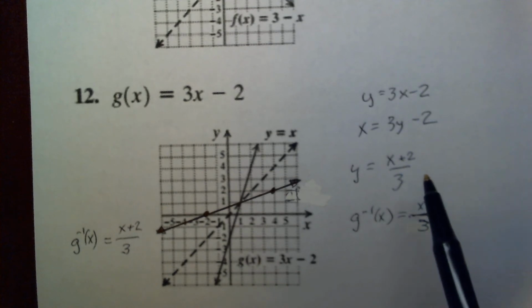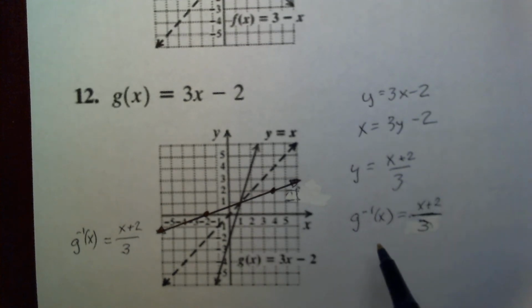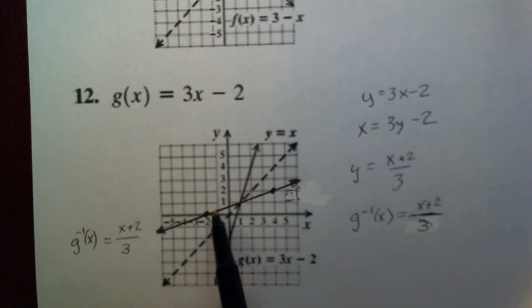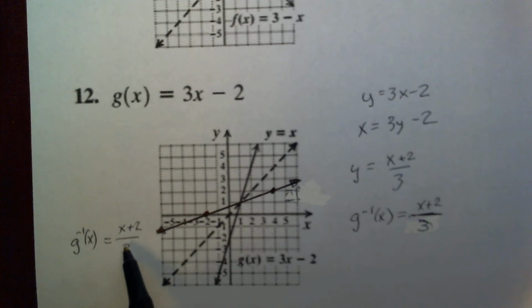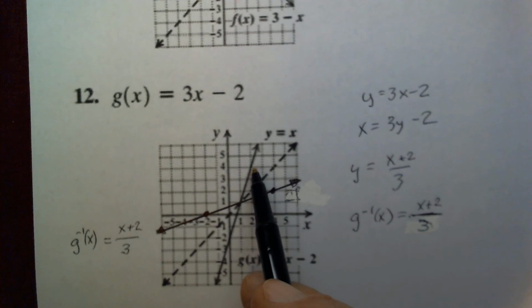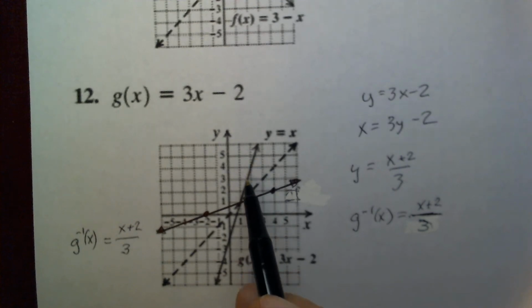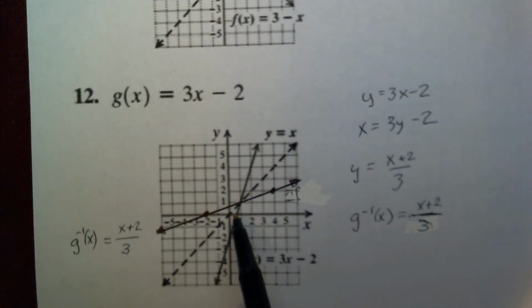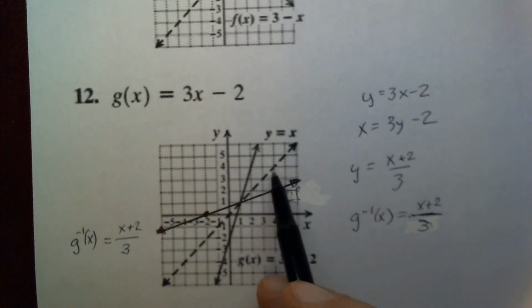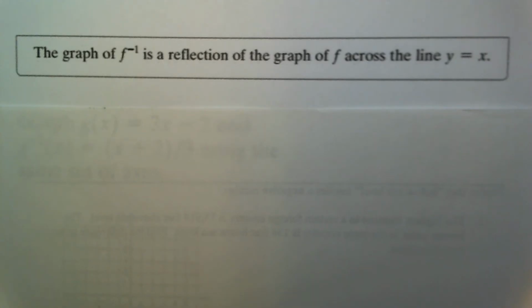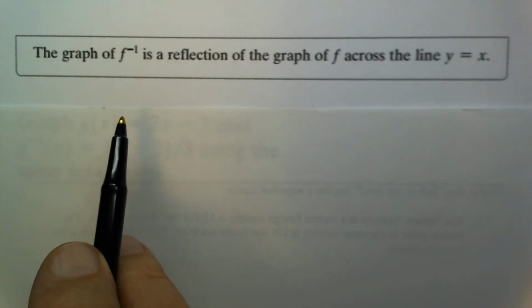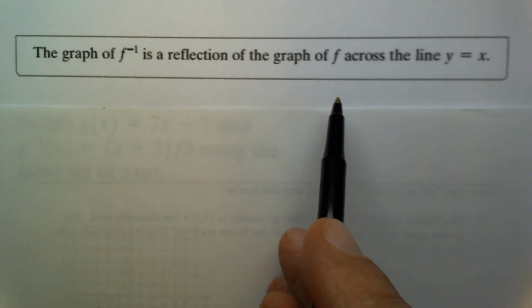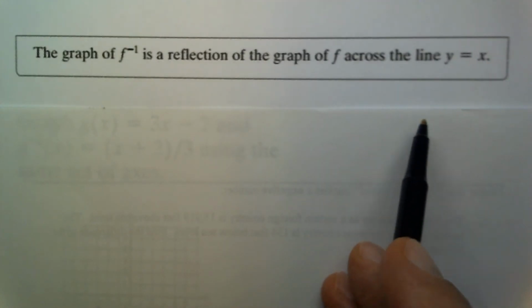So here we went through the steps to find the formula for the inverse. g inverse of x equals x plus 2 divided by 3. And here's the graph of the inverse, and that is symmetric to the original one-to-one function. It's symmetric about the line y equals x. So now we can state a generalization: the graph of f inverse is a reflection of the graph of f across the line y equals x.